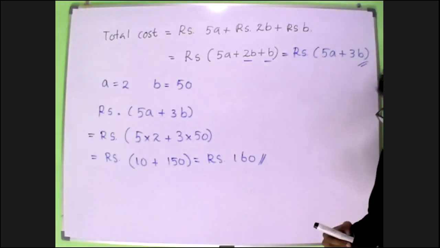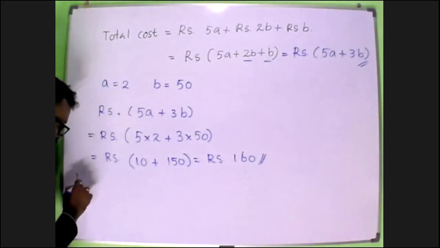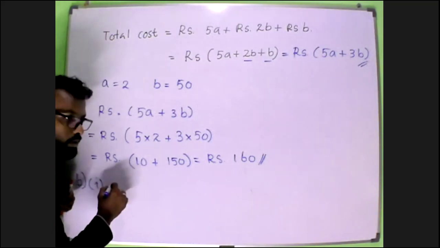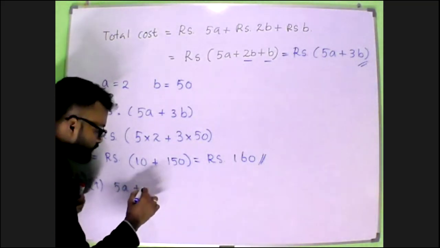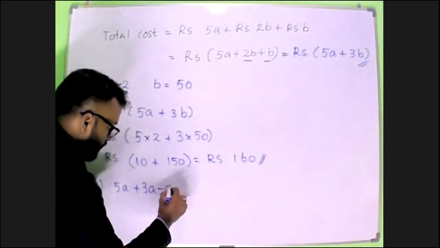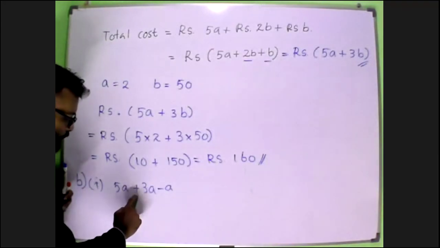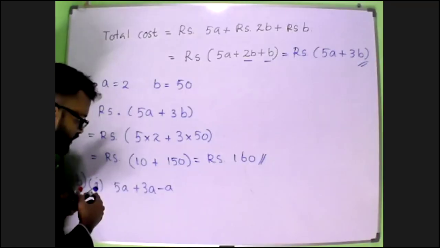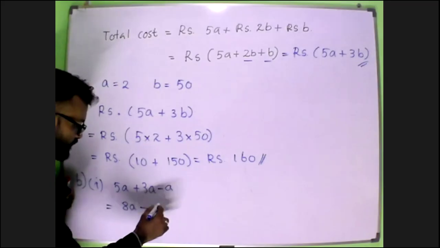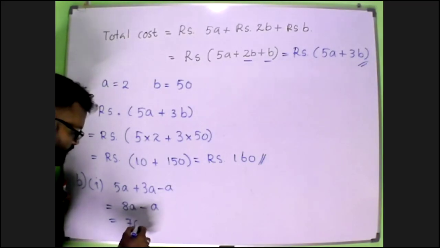Simplify. So part B, sub part 1. Simplify 5A plus 3A minus A. So these are like terms. 5A plus 3A, so you can write 8A minus A, which is 7A.